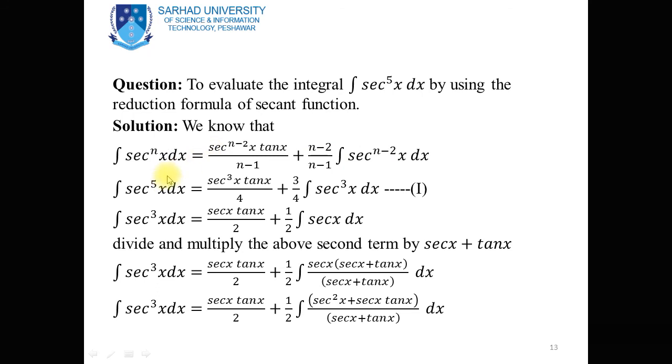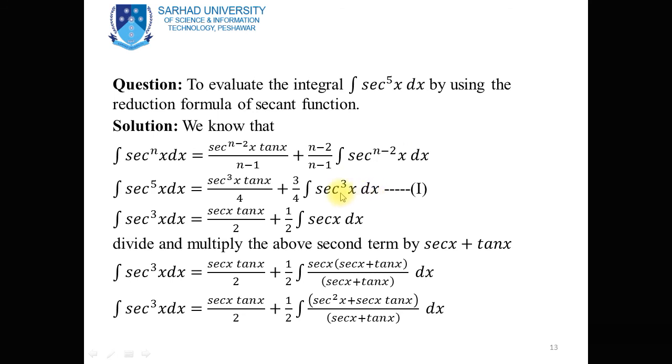Now just putting n is equal to 5 in this formula, we have secant cube x into tangent x divided by 4. Because when you put n is equal to 5, we have 5 minus 2 is equal to 3, so secant cube x, and 5 minus 1 is equal to 4, plus 3 by 4 into the integration of secant cube x with respect to x.